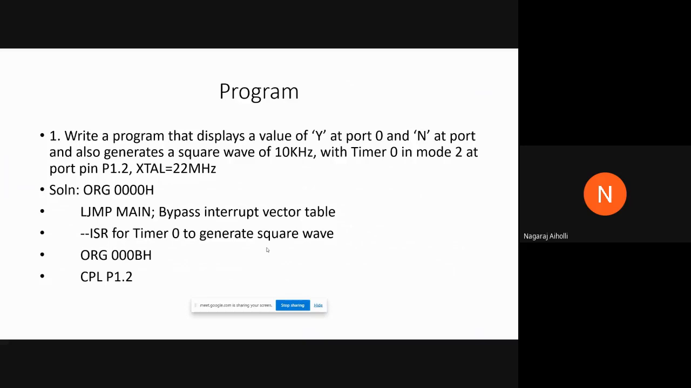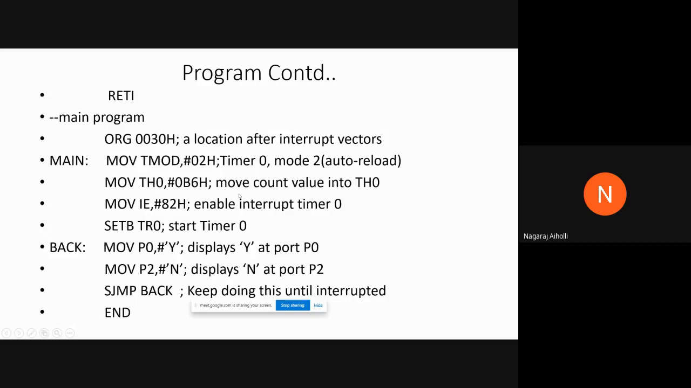If we want to find the starting value, then we have to subtract the count value from FF. Here we are using mode 2, the timer auto reload mode. Maximum value is FF, so FF minus the count value gives the starting value to be stored into the TH0 register. It is coming out to B6.